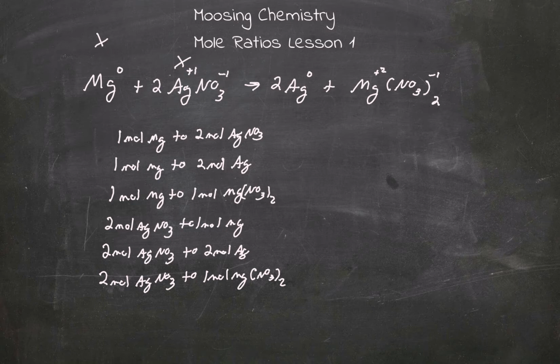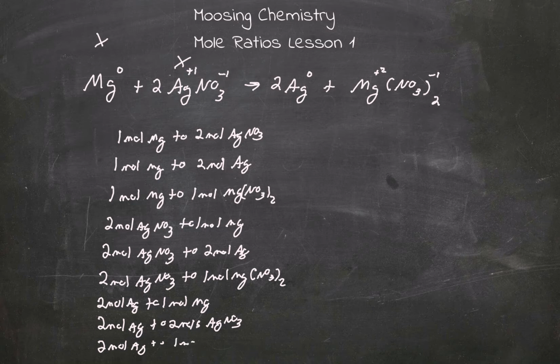The next ratio would be with the Ag. We have 2 moles of Ag to 1 mole of Mg. We have 2 moles of Ag to 2 moles of silver nitrate. And finally, we have 2 moles of Ag to 1 mole of magnesium nitrate.